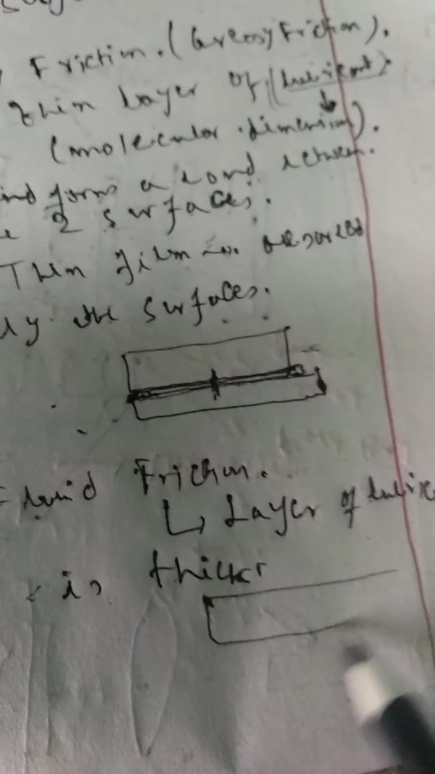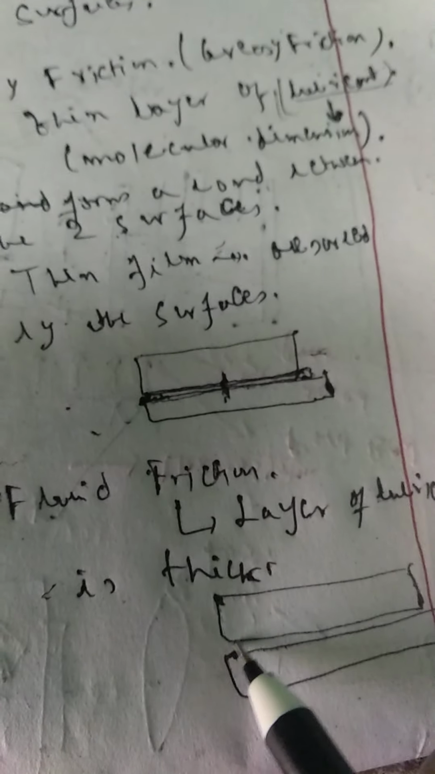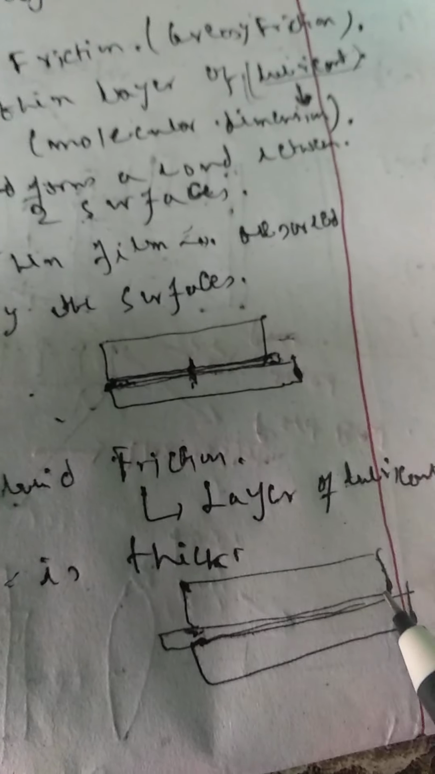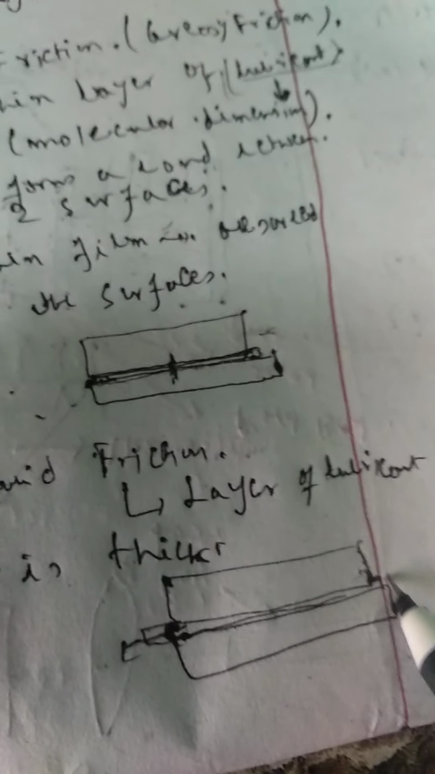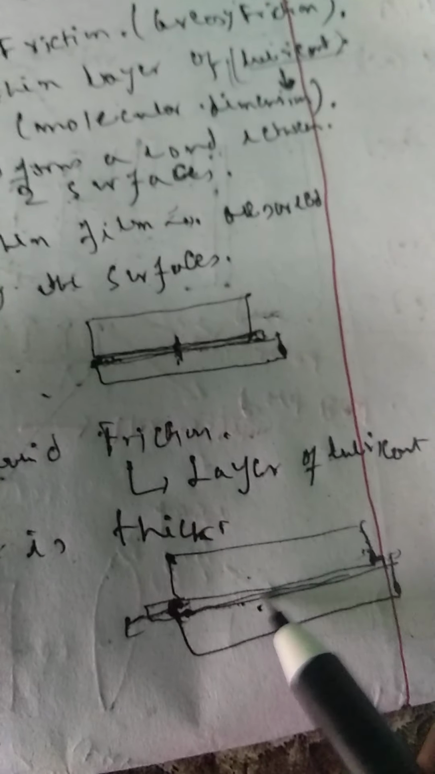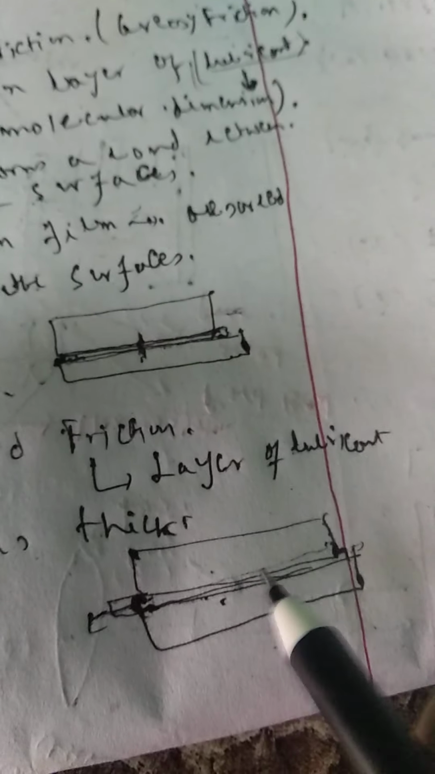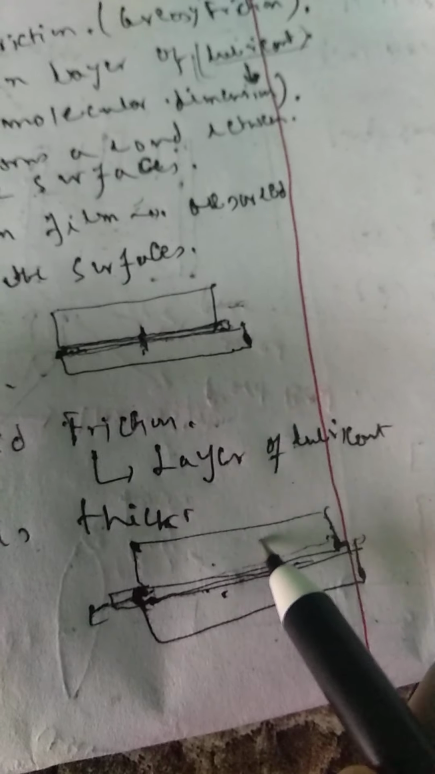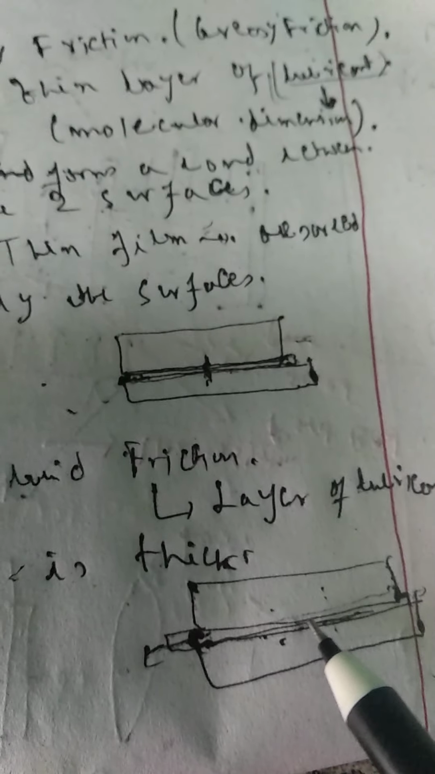Suppose this surface is there and another surface is there, and this is a thick layer of lubricant. As the layer is thick, it is not necessary that these two surfaces come in contact with each other, and they can move without any real contact between them. So it is very easy to move, as the force of friction will be much less than the previous one.